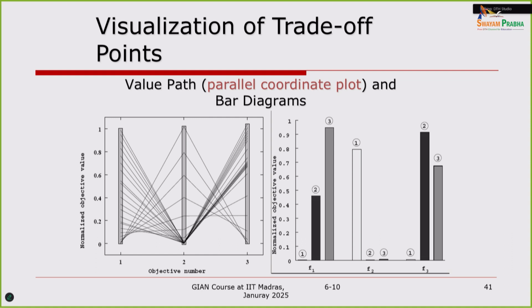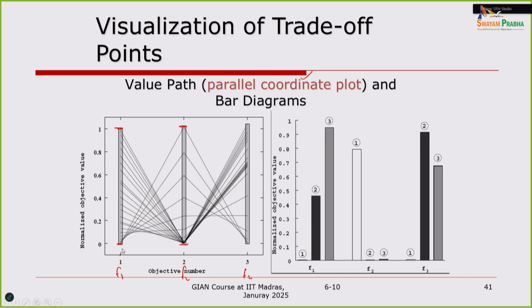So let's say this one is called the value path or parallel coordinate plot, where each line you see here is one solution. So I have 3 objectives, F1, F2 and F3. These are shown with these vertical bars, and this is the smallest value of F1, this is the largest value of F1, smallest of F2, largest of F2, and so on and so forth.